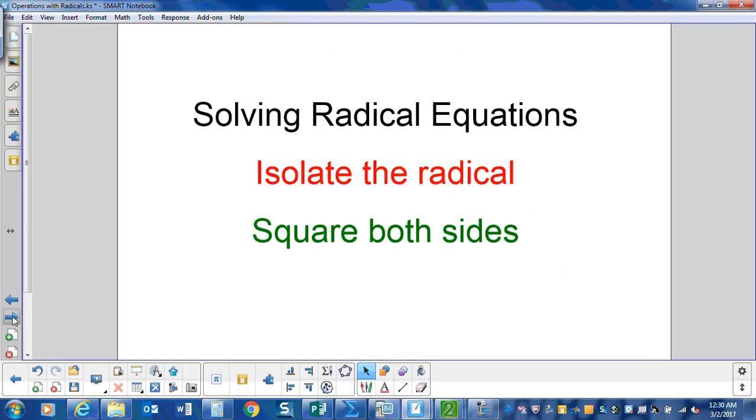Now we're going to solve radical equations. And when we do that, we're going to isolate the radical, similar to when we isolated the absolute value symbol. And after we've isolated the radical, we're going to square both sides.